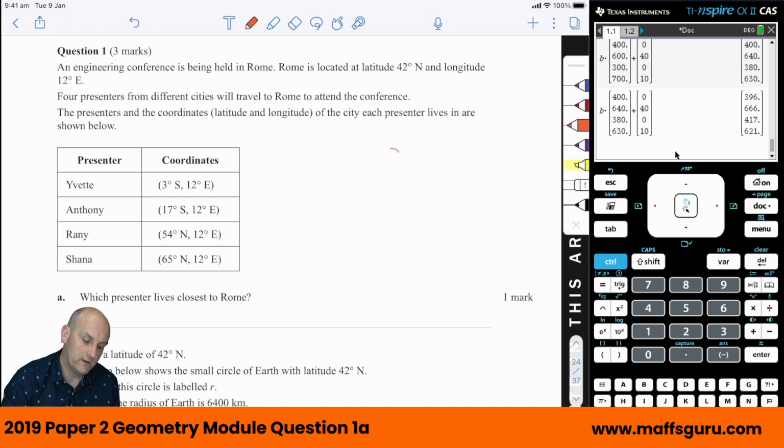Okay, so here I always draw a circle when I do these ones. It's located at latitude 42 degrees north. All right, 42 degrees north. So let's say that's 42 degrees north, and longitude 12 degrees east.